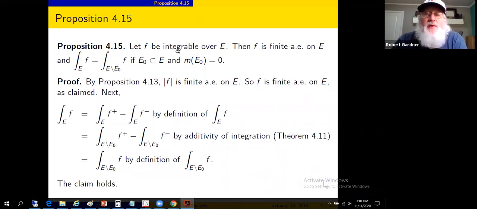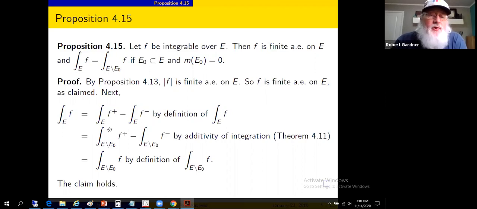As claimed, f is finite almost everywhere was part of the claim. Now for the integral claim, the integral over E of f is the integral over E of the positive part minus the integral over E of the negative part. That's the very definition of the integral of functions in class 3, integrable functions.